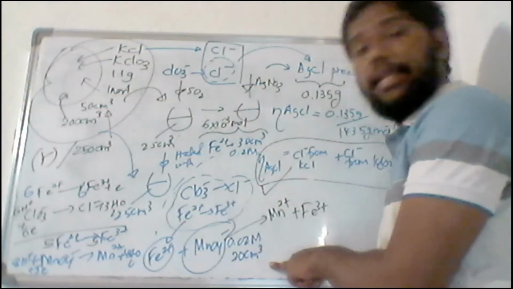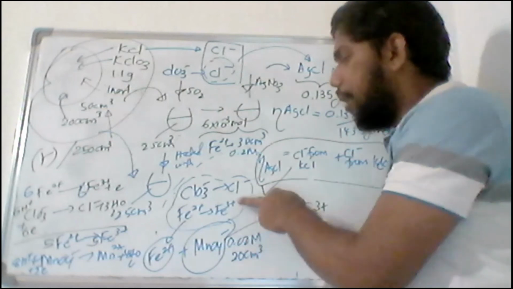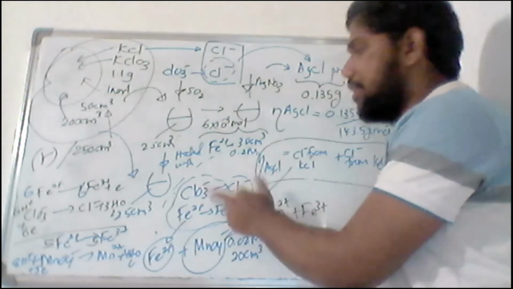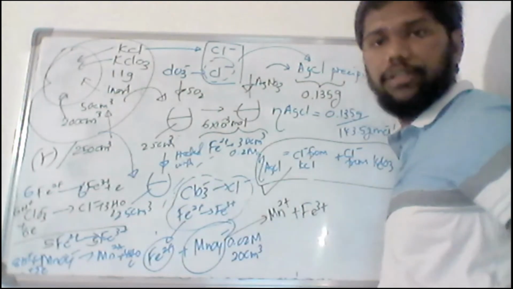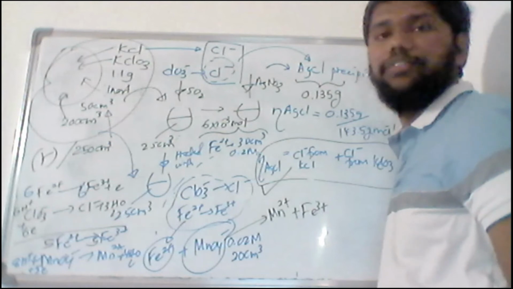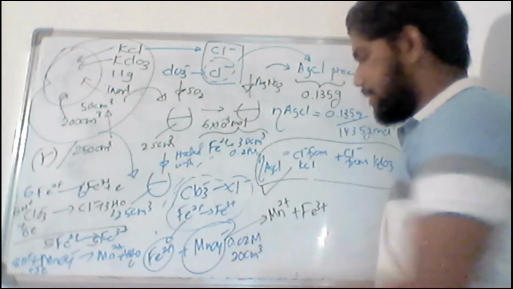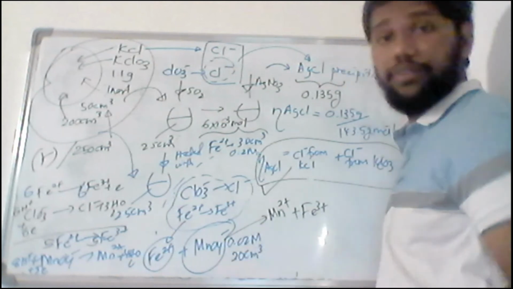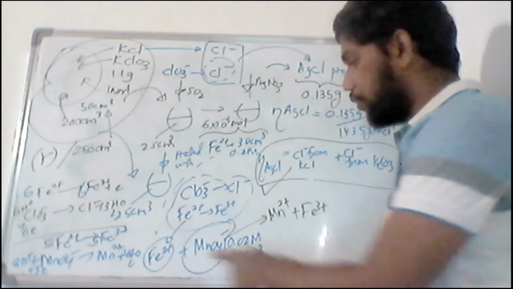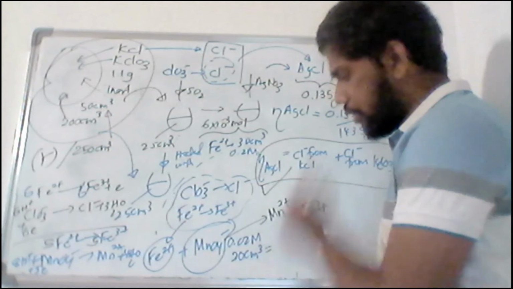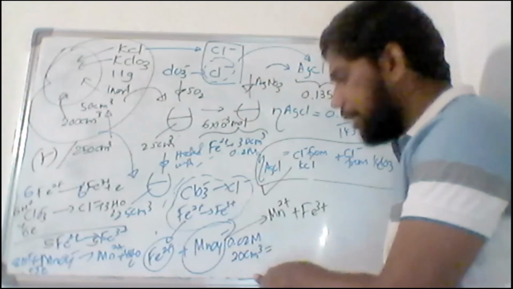So if you can find the unreacted amount, then you can find the reacted amount of Fe2 plus with ClO3 minus. And if you know the reacted amount of Fe2 plus with ClO3 minus, you can find the amount of ClO3 minus. So that is the idea. So how much is unreacted? We will see how much Fe2 plus is unreacted using MnO4 minus. So we know the MnO4 minus amount. This was 0.02 times 20 times 10 to the power minus 3.